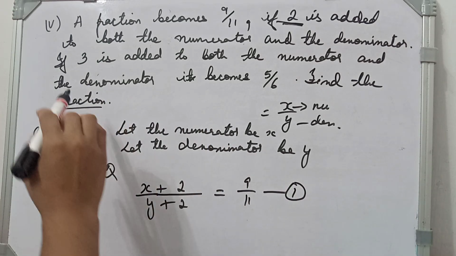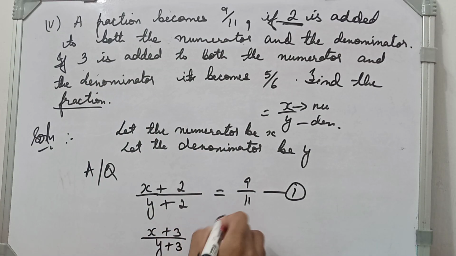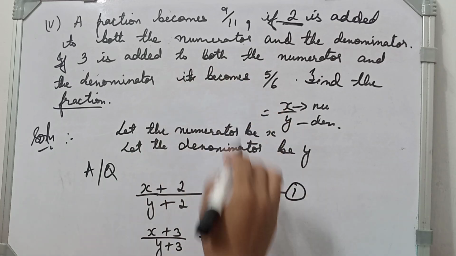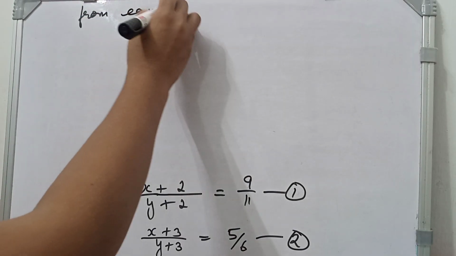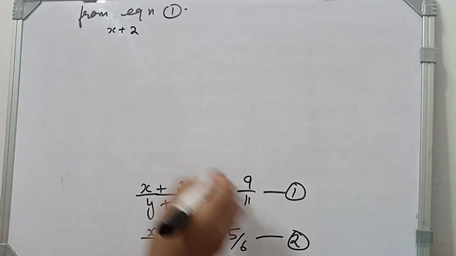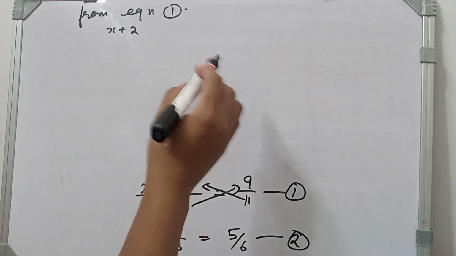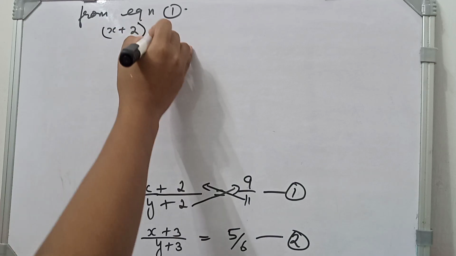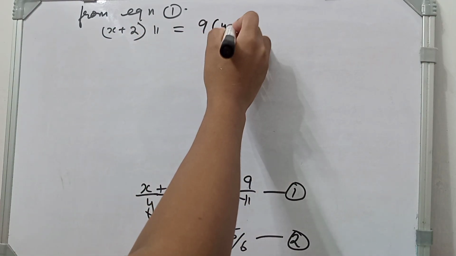Then if 3 is added, x plus 3 by y plus 3 becomes 5 by 6. This is equation 2. From equation 1, x plus 2 by y plus 2 is 9 by 11. Cross multiplying, we get x plus 2 into 11 is equal to 9 into y plus 2.